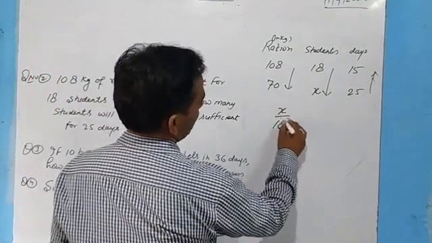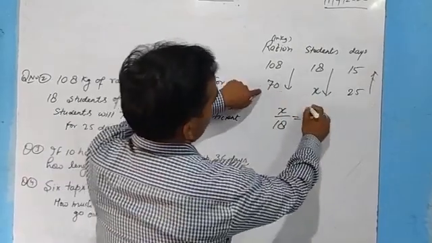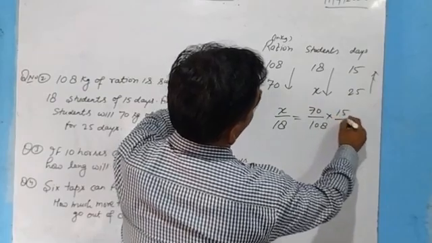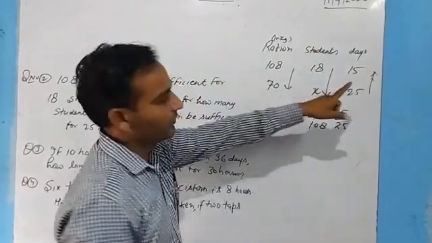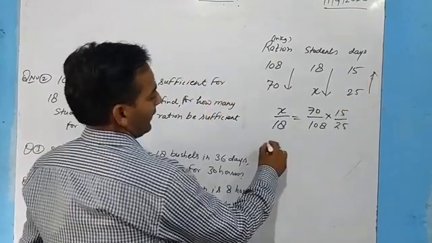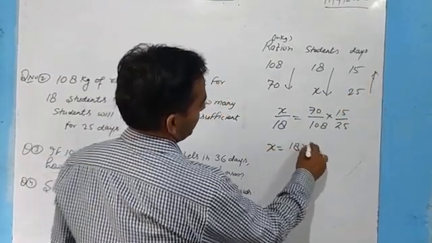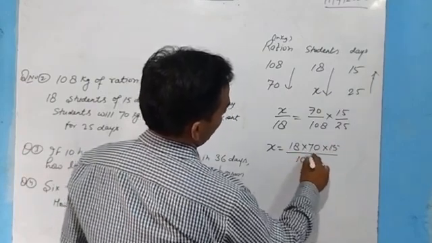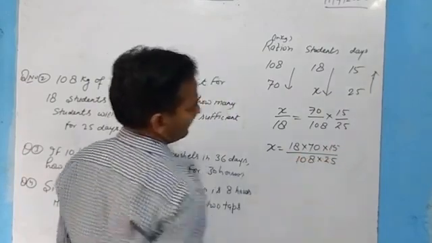Now please follow the arrow sign. x upon 18 is equal to 70 upon 108 into 15 upon 25. We have to follow the arrow. Okay. x is equal to 18 into 70 into 15 upon 108 into 25.